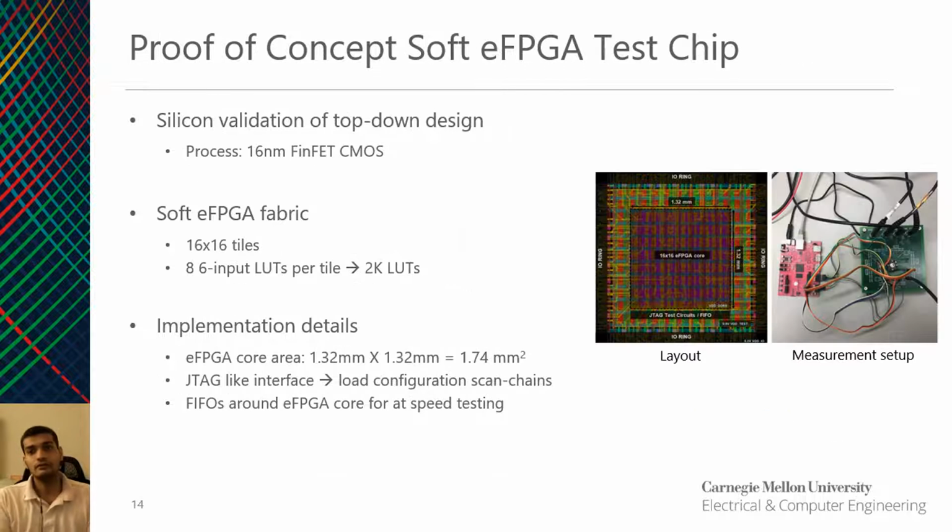To validate the top-down design methodology, we fabricated a proof-of-concept soft eFPGA test chip which contains a 16x16 tile eFPGA with 2K 6-input LUTs. The eFPGA occupies a core area of around 1.74 mm². The eFPGA core is surrounded by FIFOs that are used for testing the eFPGA at speed. The eFPGA can be programmed by using a JTAG-like interface to load the configuration bitstream.